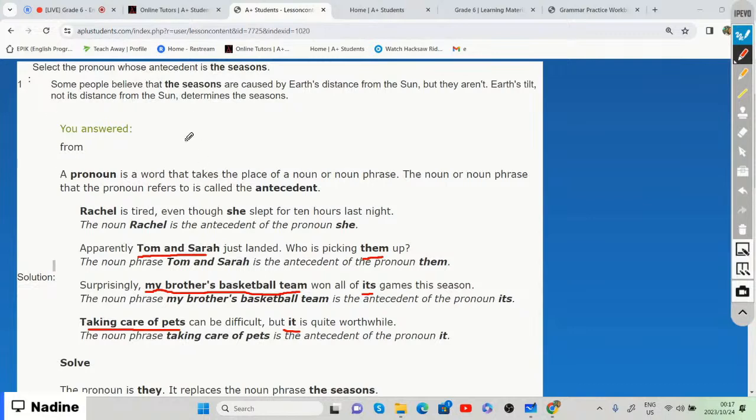So this is but a few examples of either pronouns or antecedents. And we said a pronoun is a word that takes the place of a noun or noun phrase. And that noun or noun phrase that the pronoun refers to, we call that the antecedent. All right.